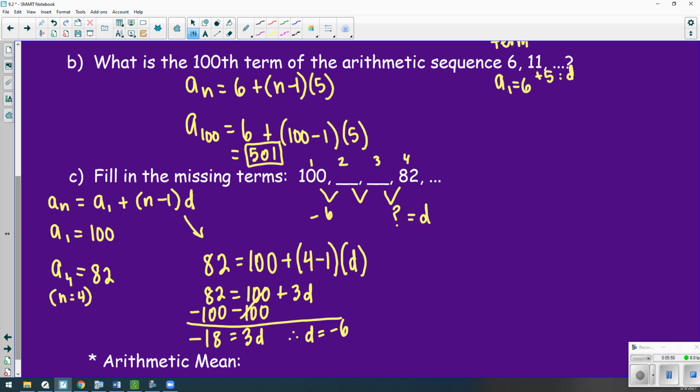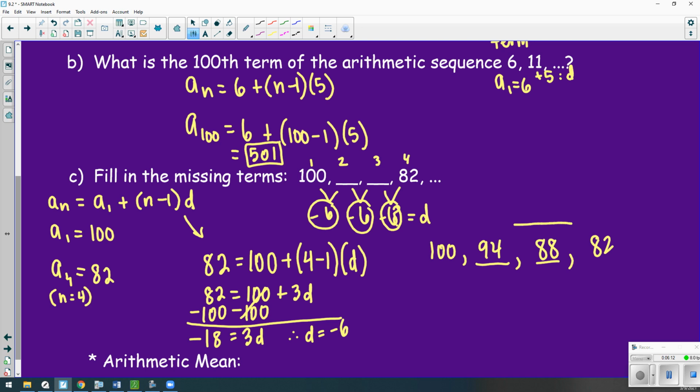So if I go back and say that's negative 6, and that's negative 6, and that's negative 6, is that going to get me from 100 to something to 82? Actually, it will. 100 minus 6 is going to be 94. Okay. 94 minus 6 is going to be 88. Okay. 88 minus 6 is going to be 82. Done. Perfect. I did it. So my missing two terms are 94 and 88.